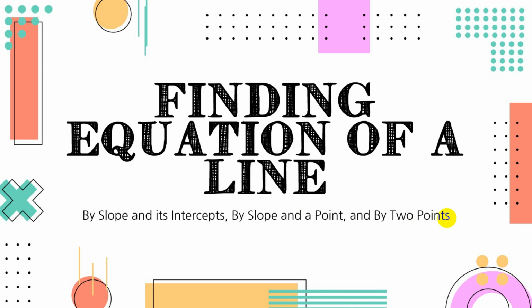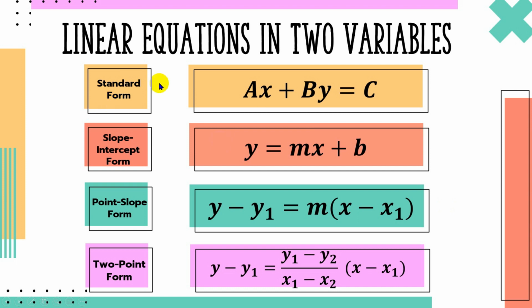So before that, let us recall the different forms of linear equation. So again, meron tayong standard form ax plus by is equals to c. Slope intercept form y is equals to mx plus b. So itong dalawang to yung magiging resulting equation kapag na-substitute na natin yung mga given values, di po ba?